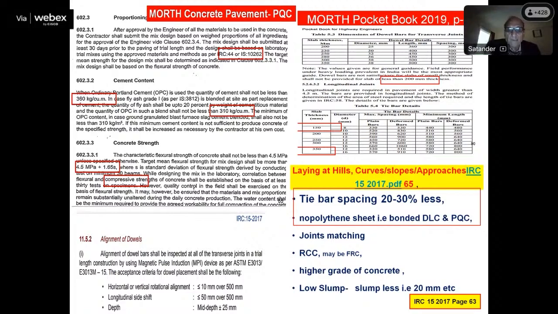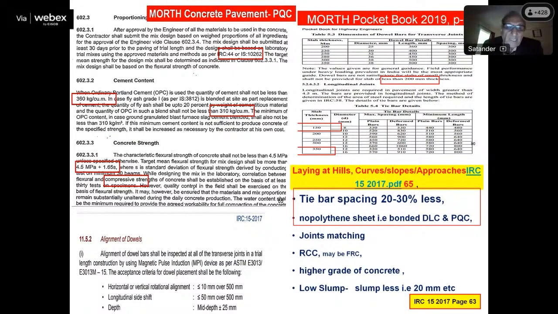If you are using tie bar, please remember variation should be not more than 10 mm in a rotational way, 50 mm up and down, and depth plus minus 25 mm. IRC 15, clause 11.5.2 at the bottom, alignment of the dowel bar. Dowel bar means like a wedge. If your wedge is not horizontal, you cannot hang anything.